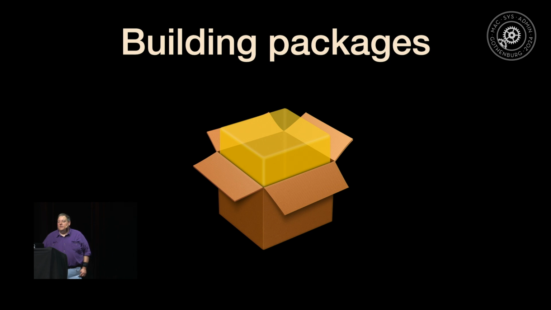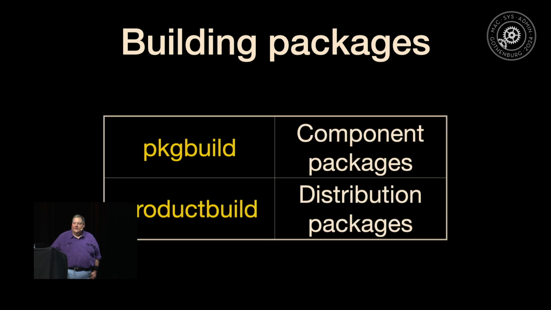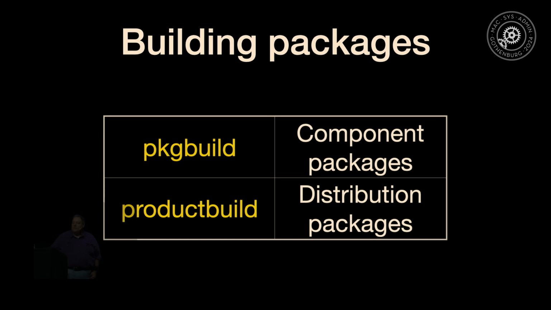So now that we've talked about how to pull apart, examine, and reassemble packages, let's talk about how to build them. As part of this, I'm going to show you the way to build packages using the command line and also using a GUI tool called Packages. For those not familiar with Packages, you can download it using the link at the bottom of the screen. So let's look first at the command line tools that we'll be using. Apple has provided two of them, one for building component packages called pkgbuild, and one for building distribution packages named productbuild.